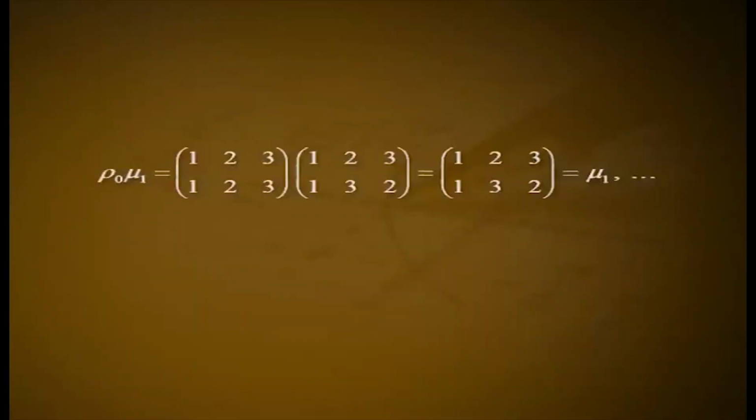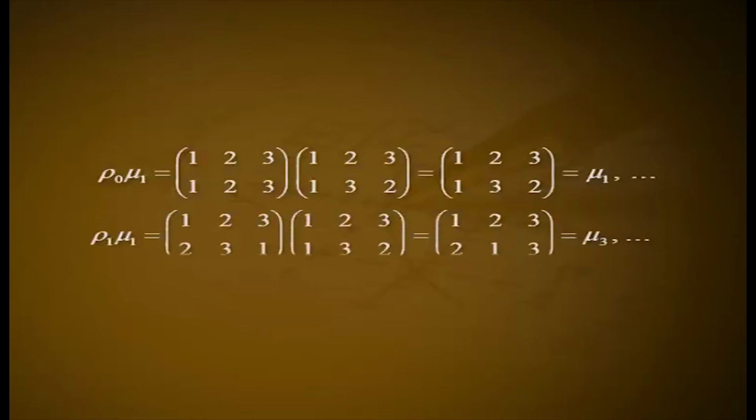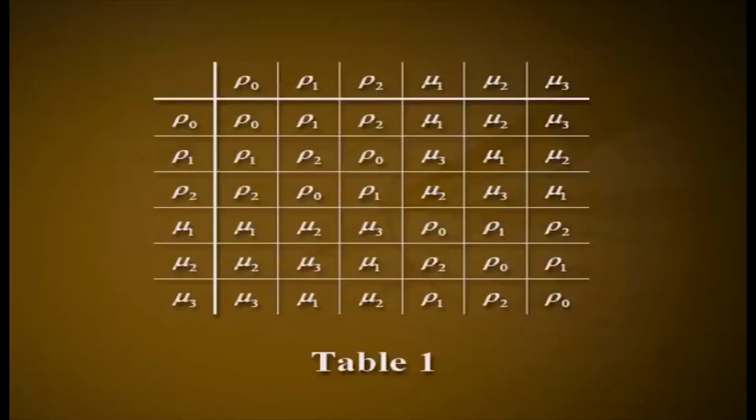It can be seen that rho naught mu 1 is equal to permutation 1 to 1, 2 to 2, 3 to 3 into 1 to 1, 2 to 3, 3 to 2, which is equal to 1 to 1, 2 to 3, 3 to 2, which is equal to mu 1, etc. Rho 1 mu 1 is equal to 1 to 2, 2 to 3, 3 to 1 into permutation 1 to 1, 2 to 3, 3 to 2, which is equal to permutation 1 to 2, 2 to 1, 3 to 3, which is equal to mu 3, etc. And one can complete the finite group table 1 as follows.